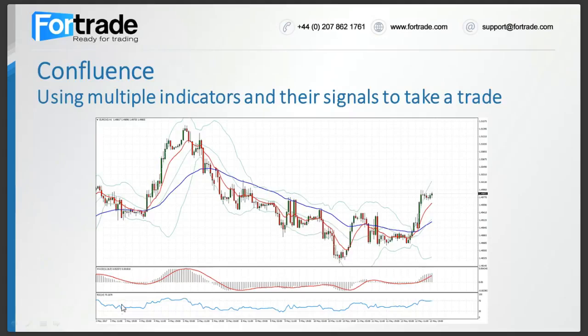So here we still have RSI and MACD. RSI is moving into overbought territory at the beginning of this chart. Remember that indicates that the market will reverse. However, we want something to help us filter out false signals on the RSI, so we are also looking at MACD to give us confluence.